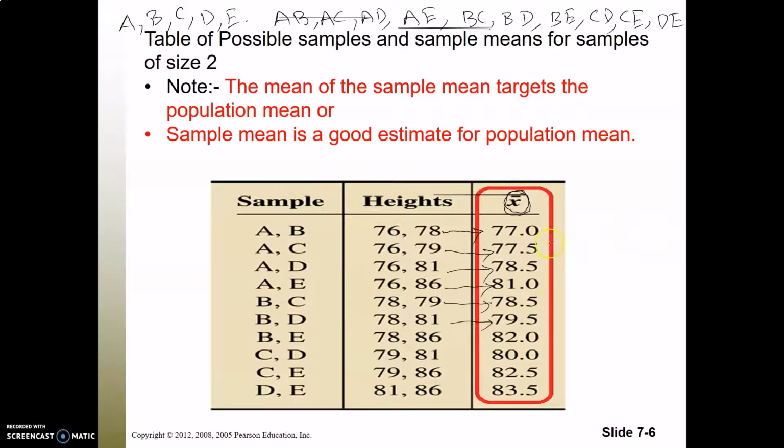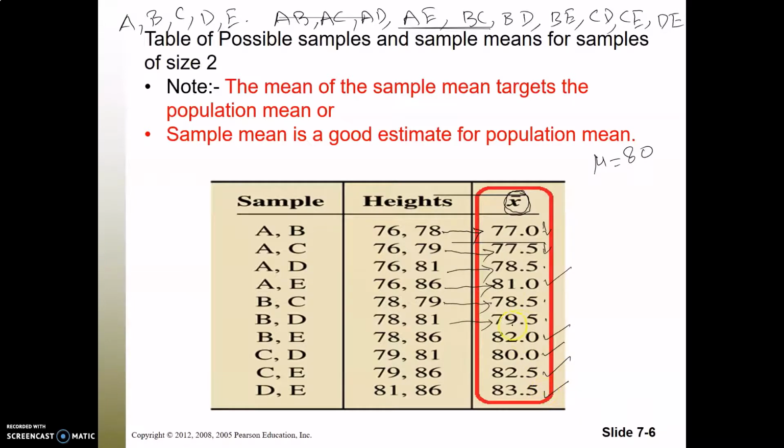Note that our population mean, recall from the previous slide, was 80. Some of the means are below 80 and some are above 80. This is below 80. This is below 80. This is also below 80. This is above 80. This is below 80. This is below 80. This is above 80. This is exactly equal to 80. This is above 80 and this is above 80.